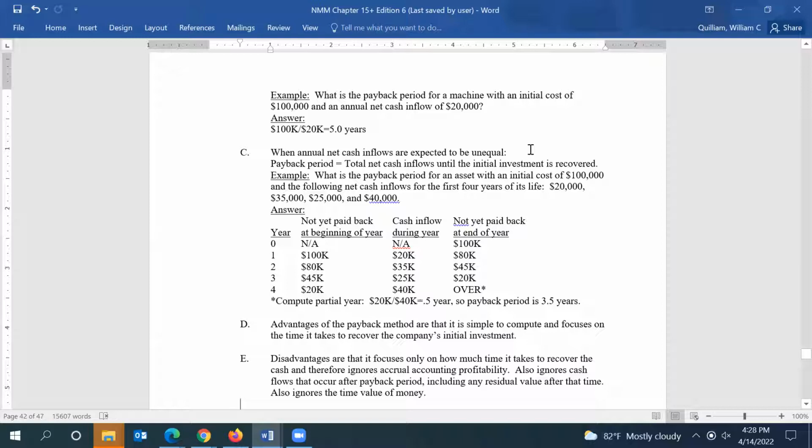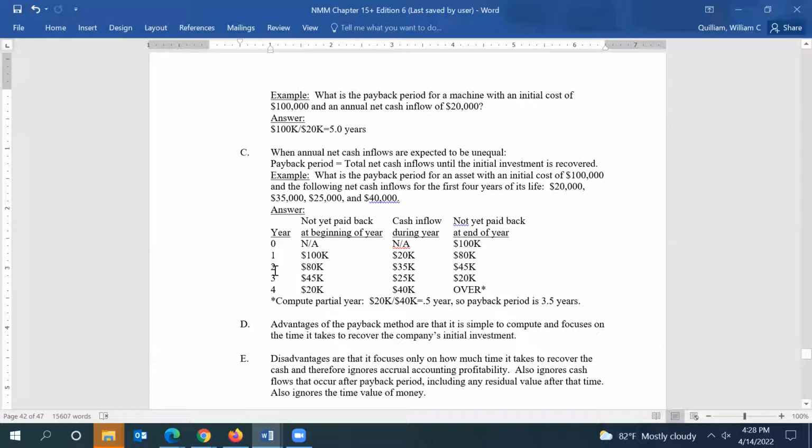Now, second scenario, when annual net cash inflows are expected to be unequal. We'll just have to compute this one by hand. It won't be bad, I will show you. So the payback period is when total net cash inflows equal the initial investment, until it's recovered. So in this example, what is the payback period for an asset with an initial cost of $100,000 and the following net cash inflows for the first 4 years of its life? You can assume these are in order. Year 1, 20,000. Year 2, 35. Year 3, 25. Year 4, 40.